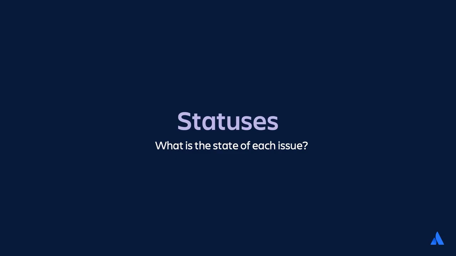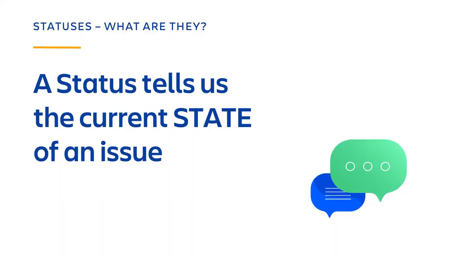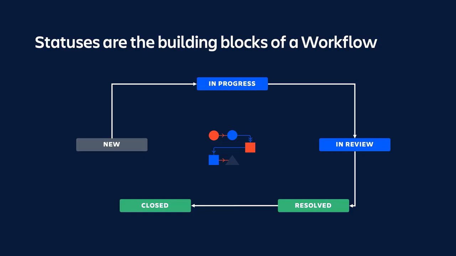This module covers the status system field and what it represents in an issue. A status tells us the current state of an issue in its overall process or life cycle. In Jira, this is managed by a workflow. Statuses are the building blocks of a workflow.